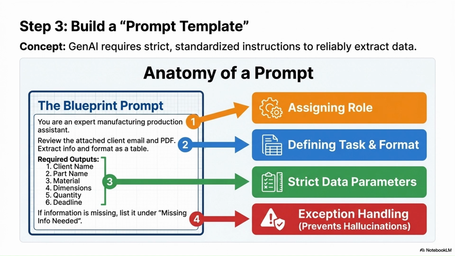The next thing then was to build a prompt template. The generative AI requires strict standardized instructions to reliably extract the data. You can see there was a blueprint prompt here. You're an expert manufacturing production assistant. That's the role and the context. Review the attached client email and PDF, extract info and format as a table, with required outputs, and if information is needed, list under missing info needed. So we're assigning a role, defining the task, giving it the format that we want back out, and then giving it constraints. And then sometimes we want to try to prevent hallucinations by putting in some extra information to constrict it even more.